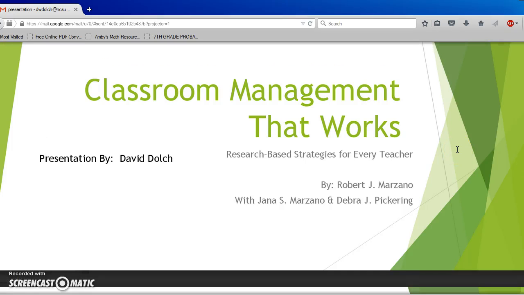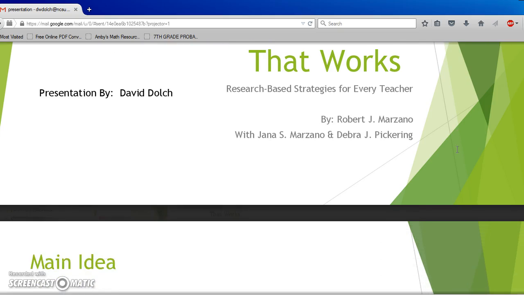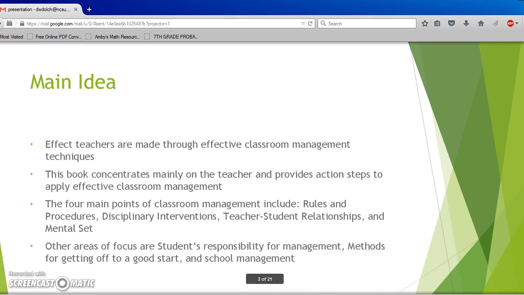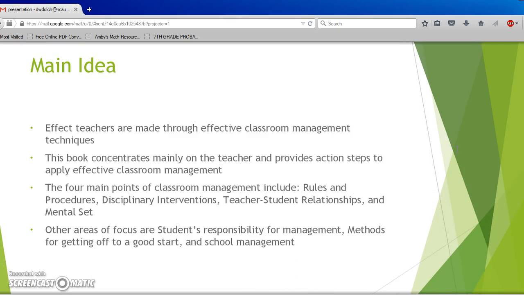My book is Classroom Management That Works by Robert J. Marzano. The main idea in this book is that effective teachers are made through effective classroom management techniques. This book concentrates mainly on the teacher and provides action steps to apply effective classroom management.